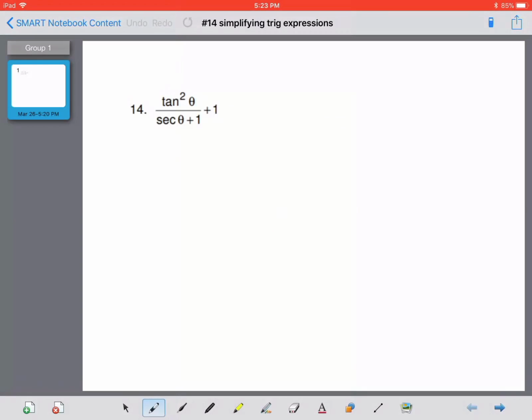Hey, so if you need help with number 14 on the homework, this can be a little challenging. So I see this tan squared here, and I'm going back to those Pythagorean identities.